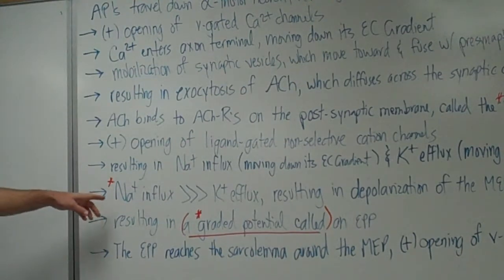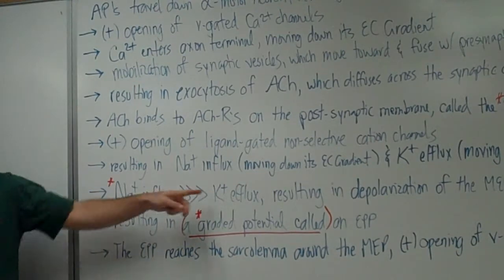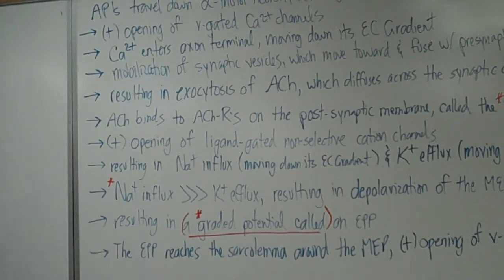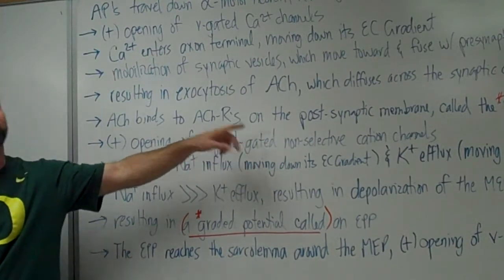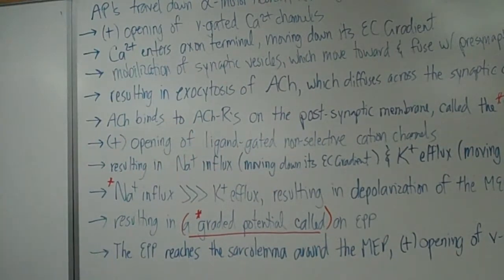And you also said that ACh receptors and those channels are part of an integral protein. Yeah, integral protein. So you could mention that ACh receptors and the ligand-gated non-selective cation channels are part of the same integral protein.